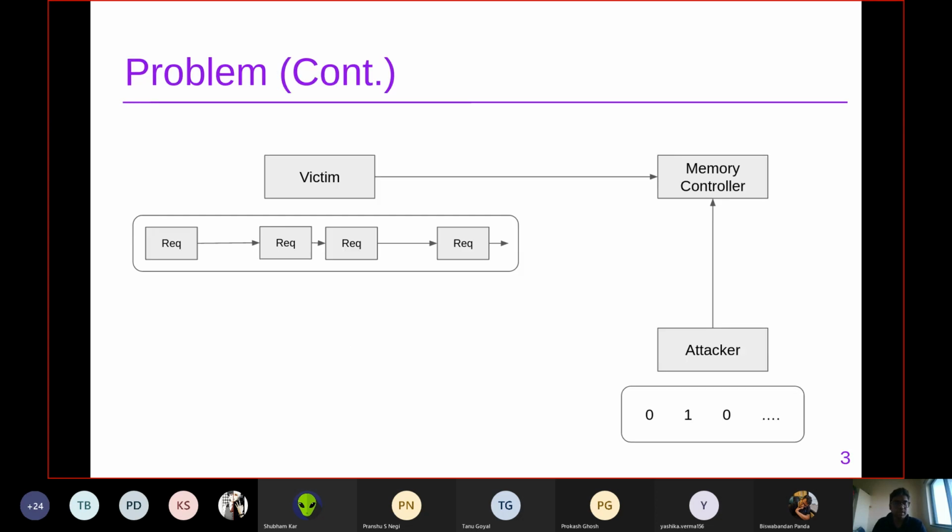Visually, we can see that the victim has some access pattern which could be dependent on its own secret information, say bits 0 or 1. It issues those memory requests on the memory controller, and the attacker then causes contention on the shared memory. And since the information is already encoded in the pattern itself, the attacker can then guess what the secret information was.